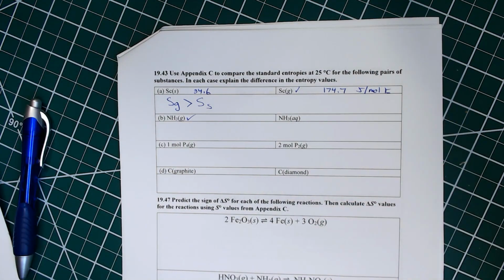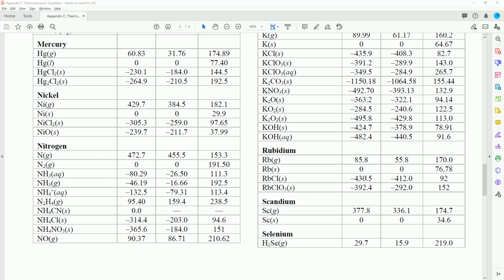Let's go look up the actual values though. And nitrogen NH3. So NH3 gas is 192.5 and the NH3 AQ is 111.3, and that is in joules per mole Kelvin.